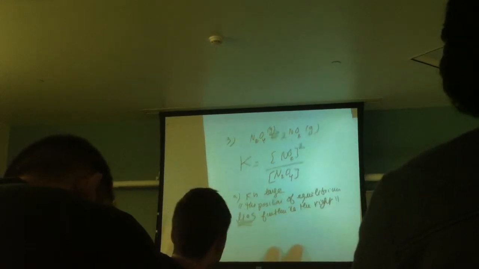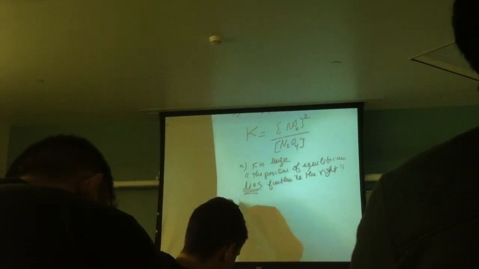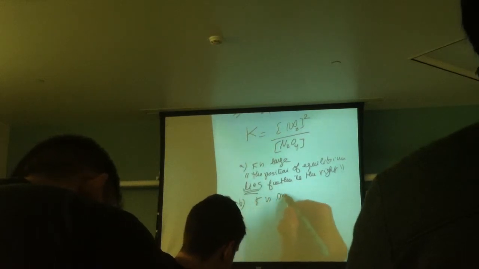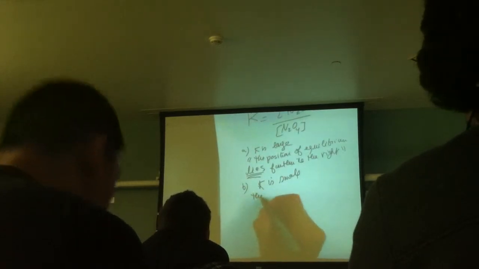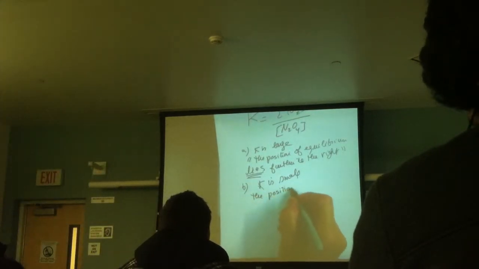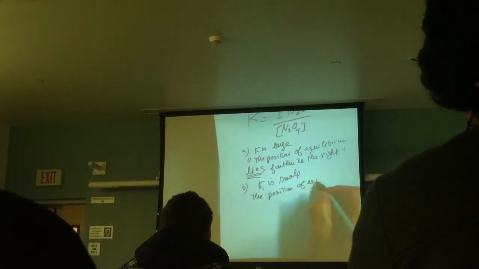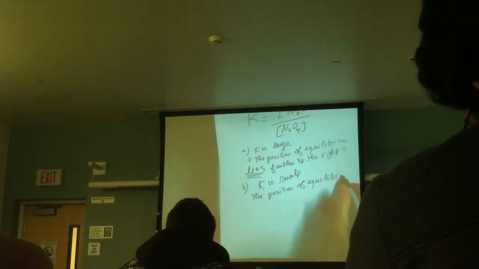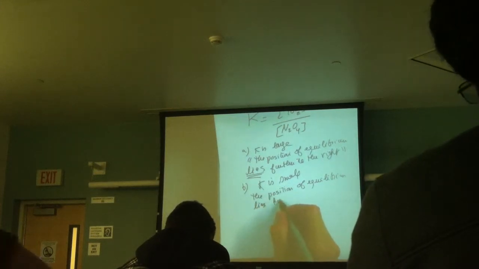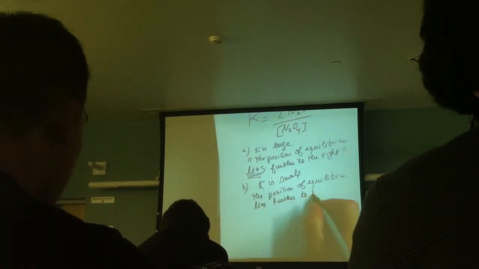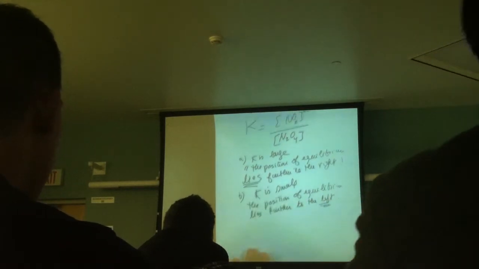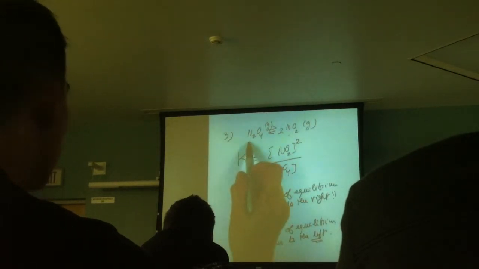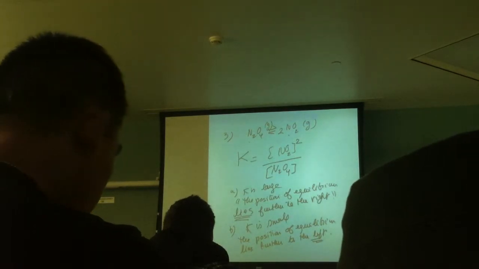How about if K is very small? Thank you. Would you kindly write another one? The position of equilibrium lies where? Which means what? When the reaction reaches equilibrium, I had a lot of N2O4. That's what we mean by position lies.